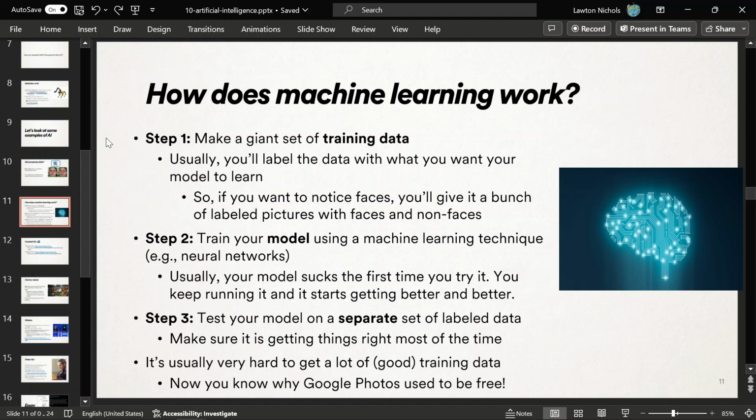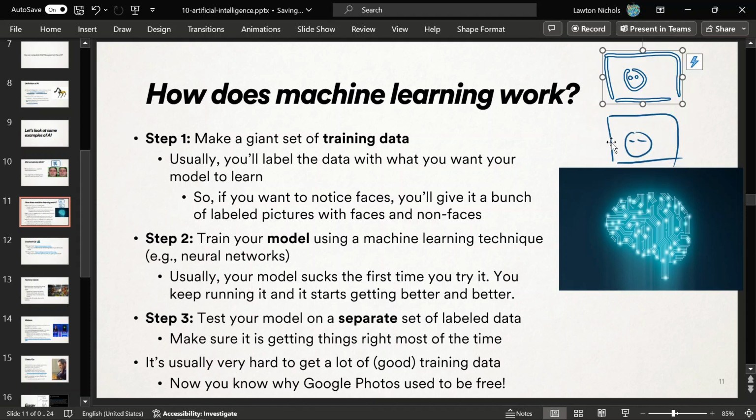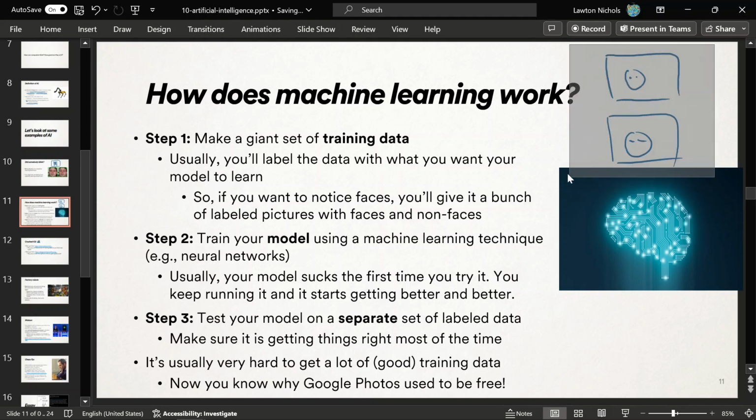So if you're going to train a machine learning model, these are the technical terms, to do blink detection, you're going to create a bunch of pictures. You're going to take a bunch of pictures of people with their eyes open and a bunch of pictures of people with their eyes closed because you want to be able to detect the difference. So you're going to take thousands of pictures, millions of pictures like this. And that's how you're going to train your machine learning software.